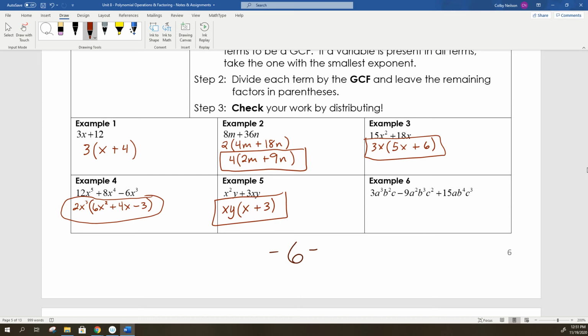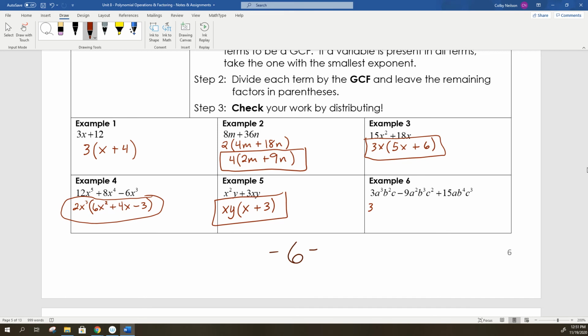Okay, this last example, it looks kind of long and big, but remember, we'll just take it one number at a time, one variable at a time, and then it'll clear up quite easily. So the numbers, 3, 9, and 15. What divides into all those? 3. 3 does. Okay, so let's divide by 3.